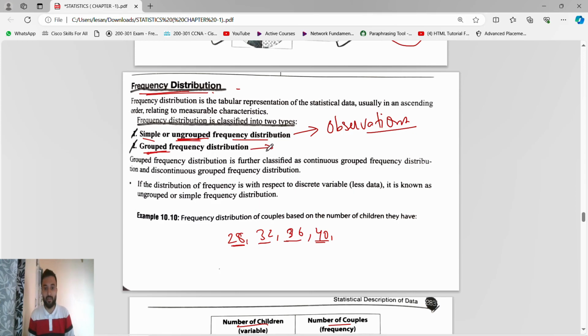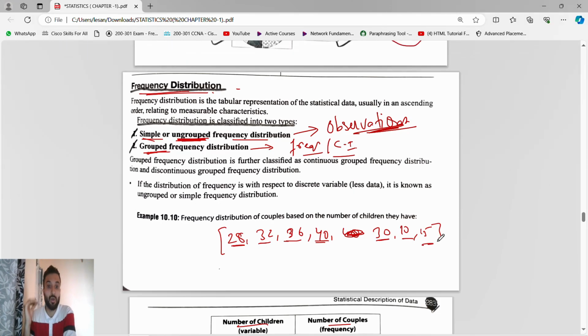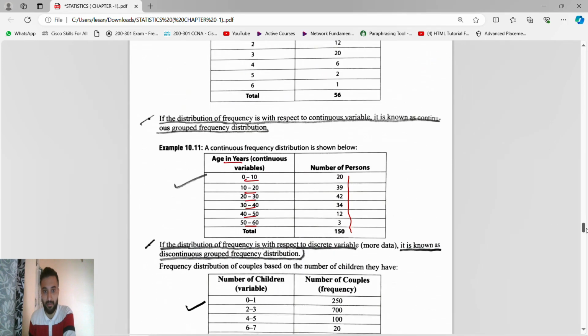Grouped frequency means, guys, we have a frequency plus class interval. Remember, ungrouped means we only have observations, like this: 40, 30, 10, 15. All these are observations. So ungrouped means only observations. Grouped means we have a frequency and class interval, like this.